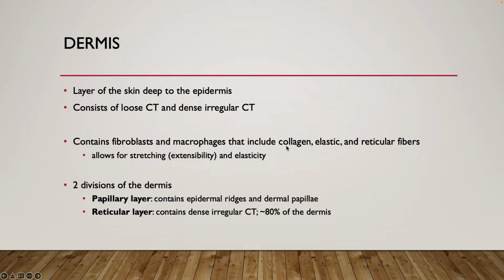The reason we have this is because of our different fibers here. We have collagen fibers, elastic fibers, reticular fibers. We also have some immune cells, so macrophages here as well. And again, like I said, we have a papillary layer and a reticular layer. Our papillary layer will contain primarily loose or areolar connective tissue, whereas our reticular layer will contain dense, irregular connective tissue. It's in this papillary layer that we'll see terms like epidermal ridge and dermal papillae, and our reticular layer is going to take up the vast majority of our dermis.